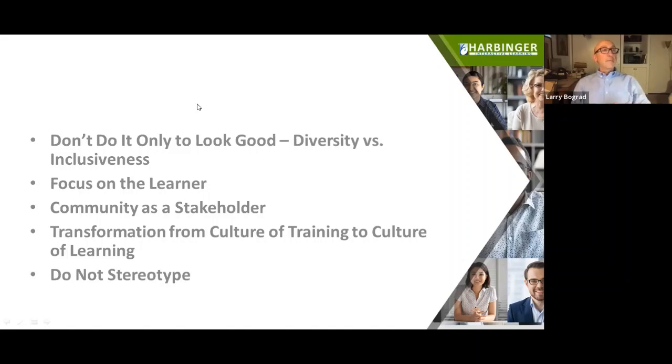And then the other thing that I think is happening, and I think it's obviously a good thing, is that a lot of L&D departments, learning and development departments, are now moving from the idea of being a training organization to being a learning organization.